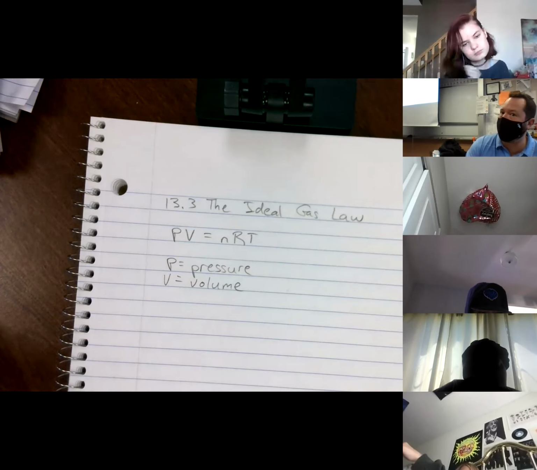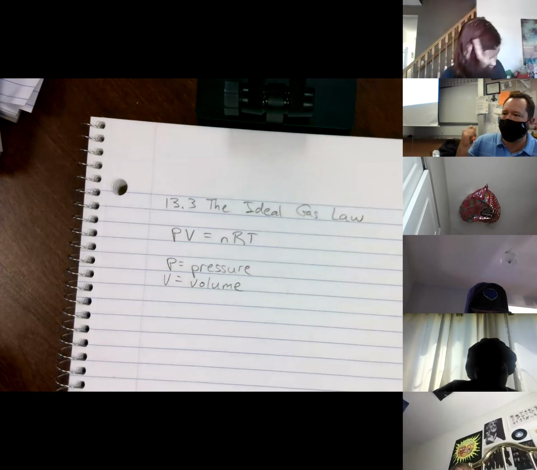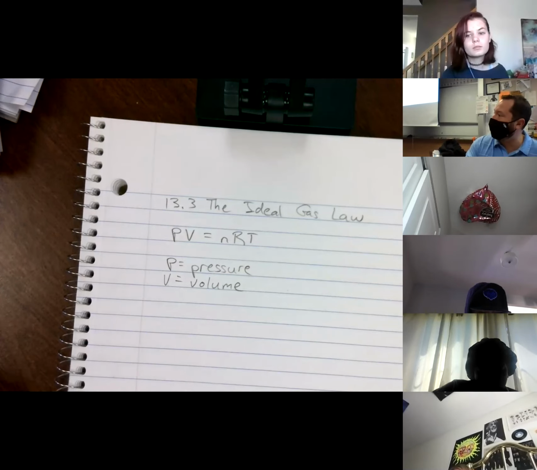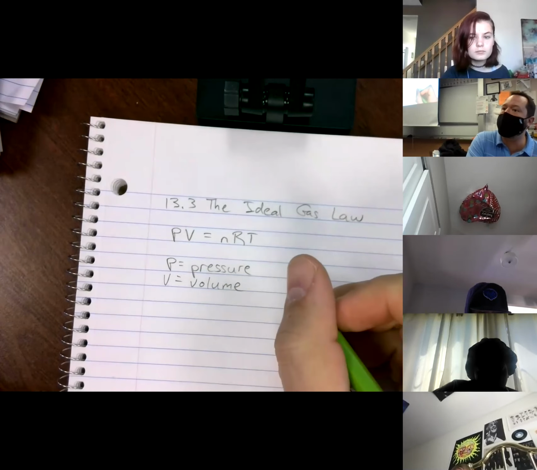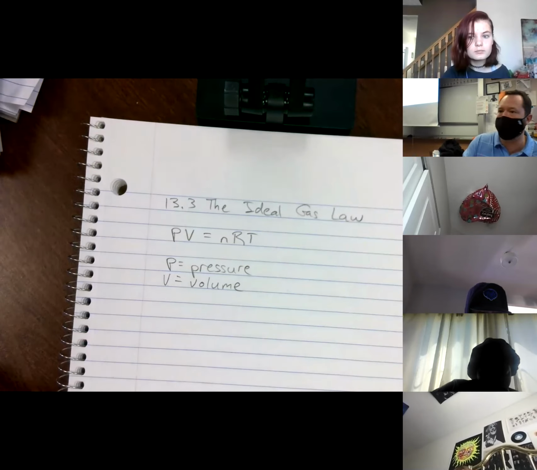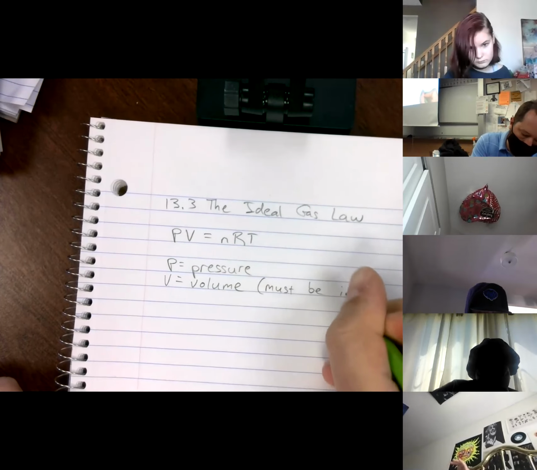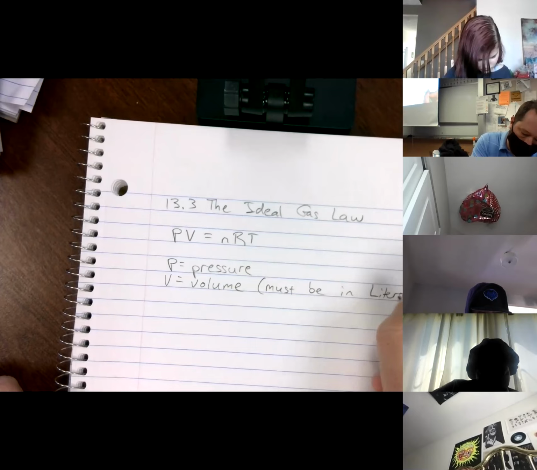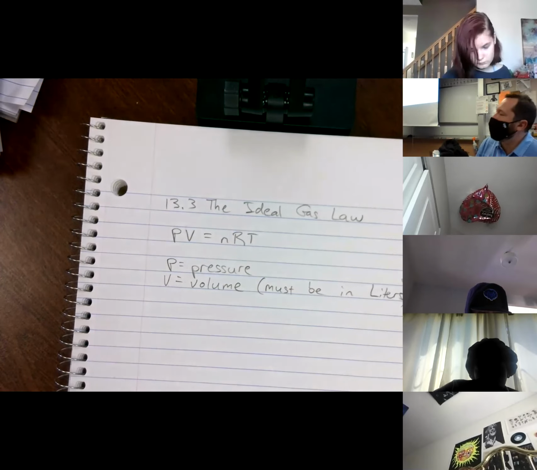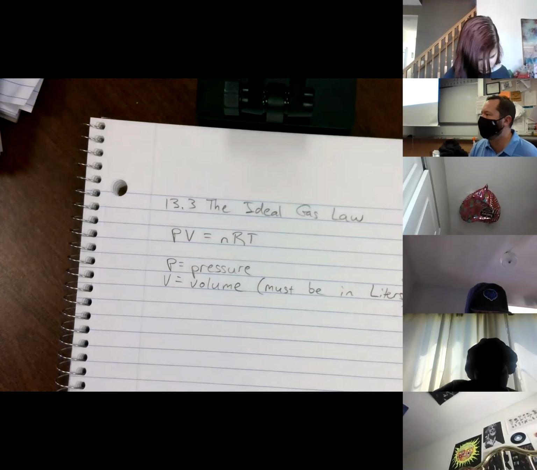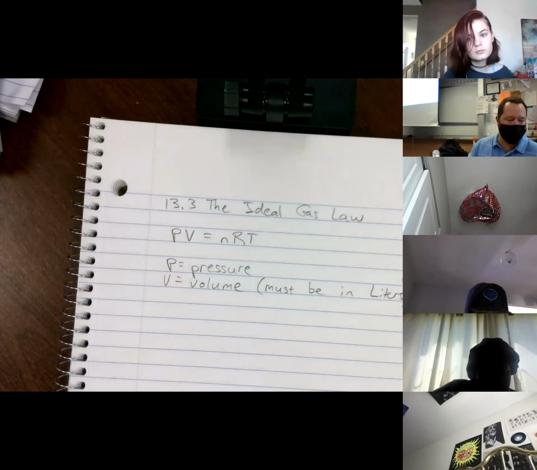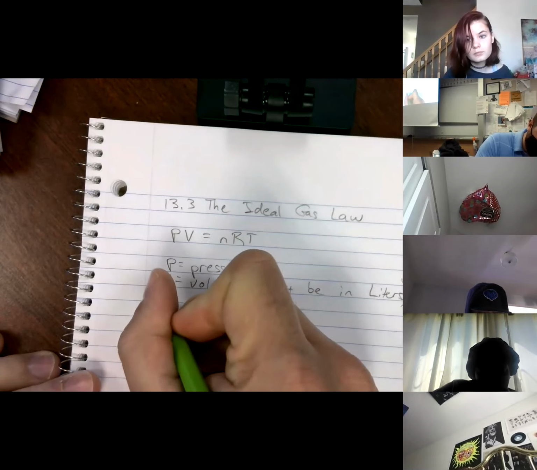Kind of a quick little twist here. So far, all the other gas laws we worked with, so Charles's law, Gay-Lussac's law, Boyle's law, the combined law, the volume didn't matter. You could use milliliters, liters, gallons if you wanted to. It didn't matter. Now it does. When you use PV = nRT, your volume must be in liters. So kind of watch out for that. The other ones, it didn't matter, but for PV = nRT, it does.